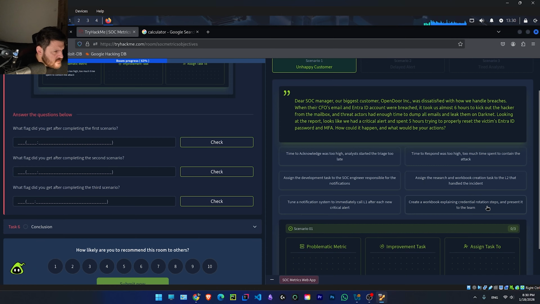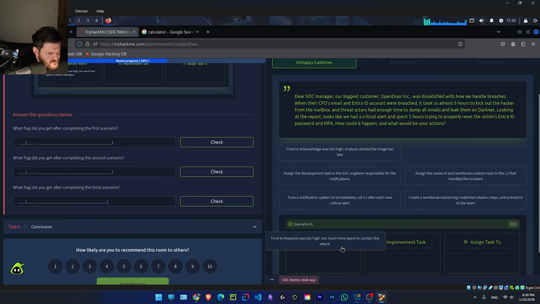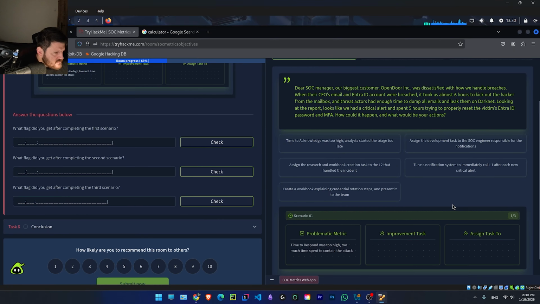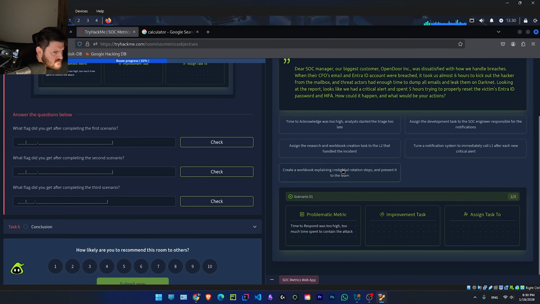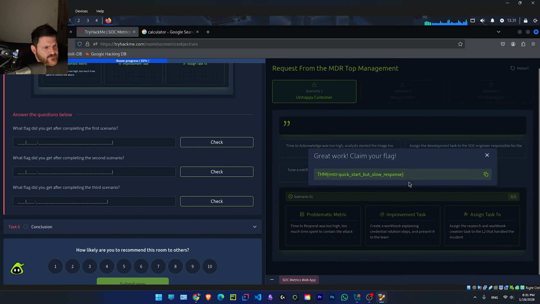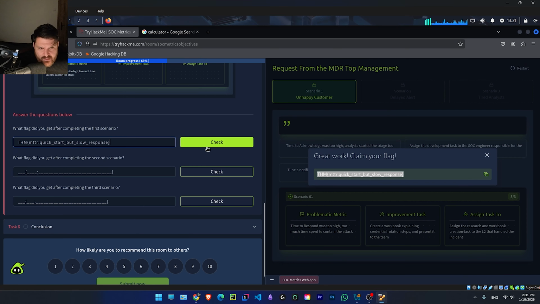Create a workbook displaying credential rotation steps and present it to the team. Improvement task: create a workbook and then assign the task to the analyst that handled the incident. Okay, this is the first flag.